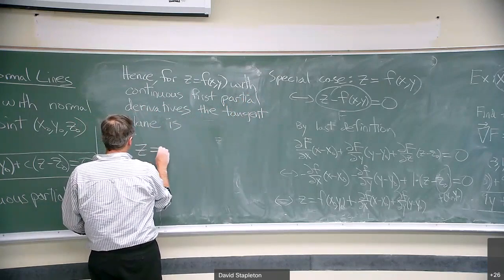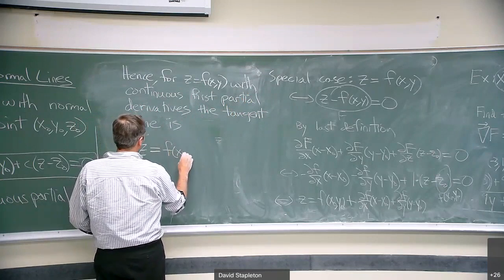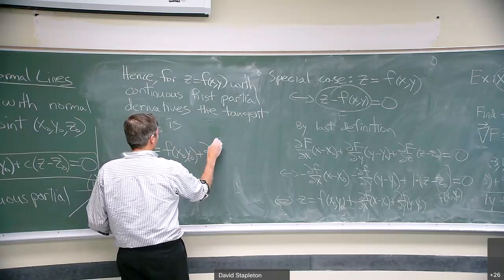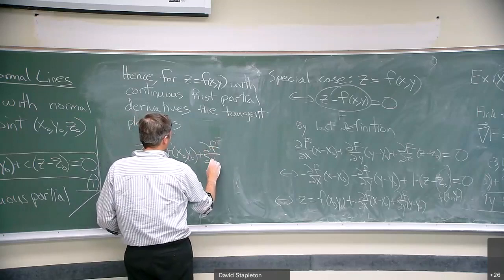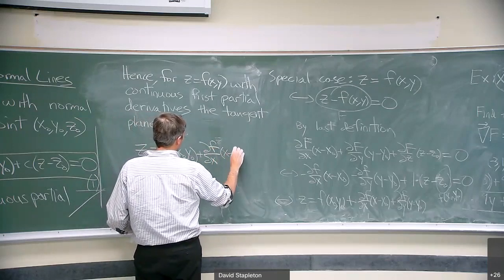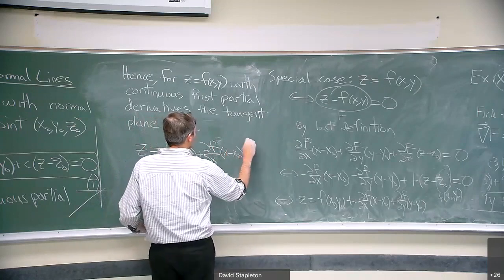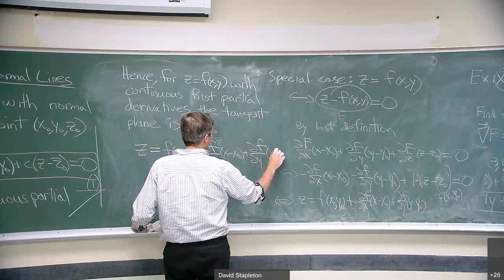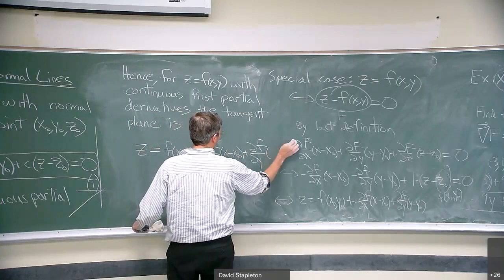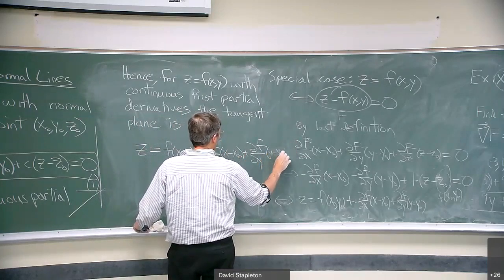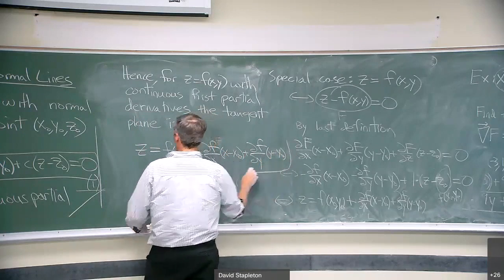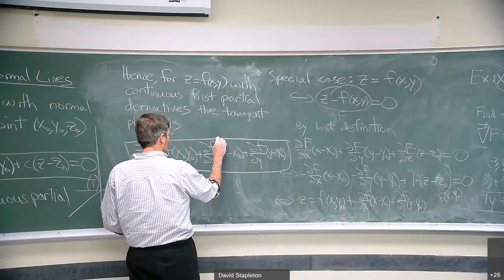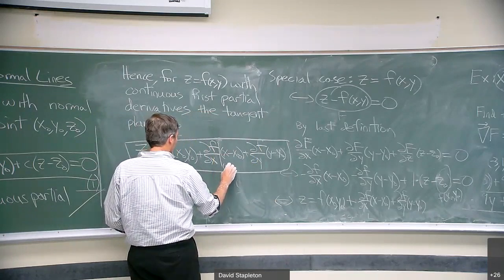z equals f of x naught y naught plus df dx at x naught y naught times x minus x naught plus df dy at the point times y minus y naught. And at this point, I want to emphasize that it's taken at the point, so we can put something like this, a little bar down here and say this means evaluated at the point.